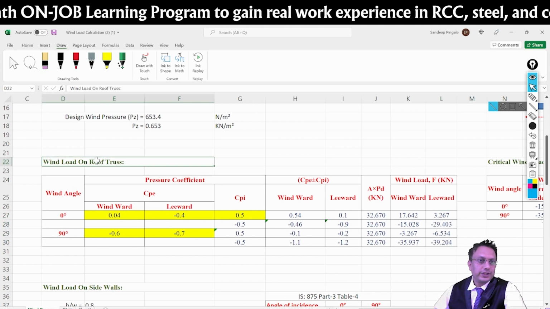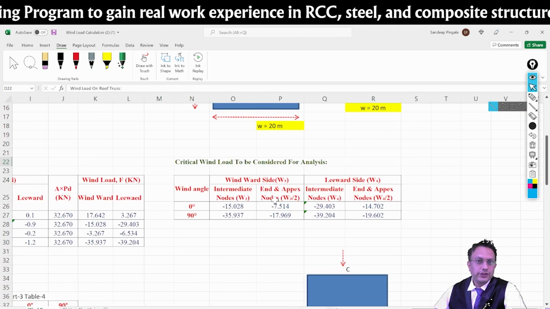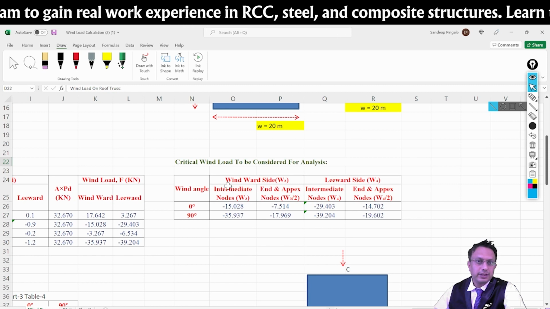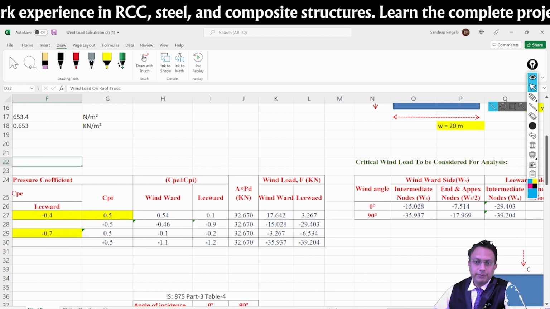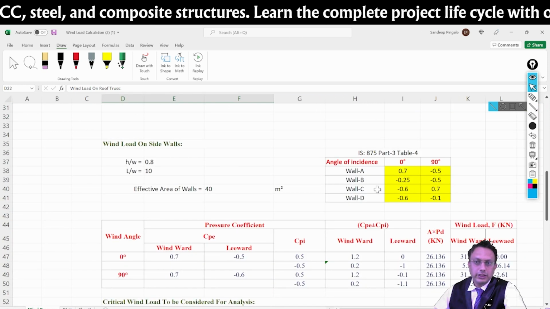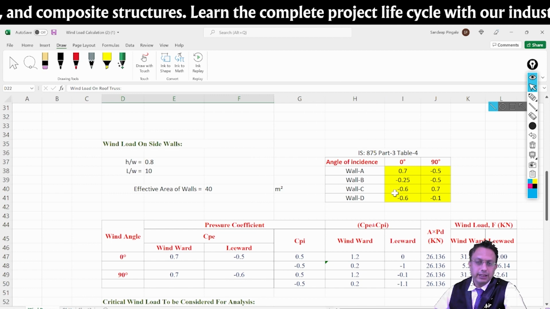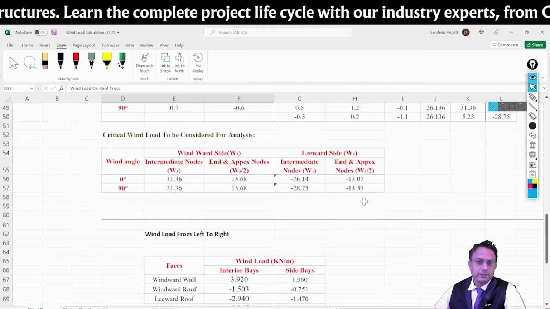These are the pressure coefficients on the what? On the roof, and these are the pressure coefficients where it is. This has to be considered while performing the analysis. And on all the walls, like wall A, wall B, or maybe side A, side B, like that we need to consider.